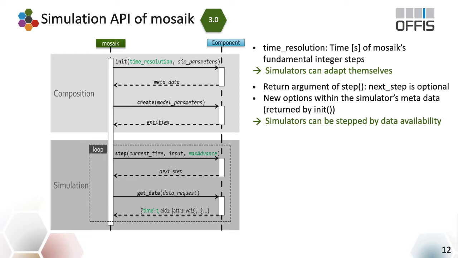And one of our design goals, of course, as you can see, was that we want to support these new features only by slight modifications in the APIs. So if you already have a Mosaik 2 model, there's not so much that you need to change in order to use this model in a Mosaik 3 simulation.